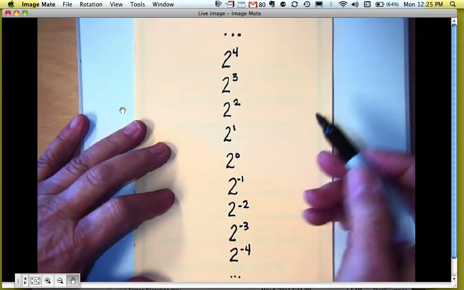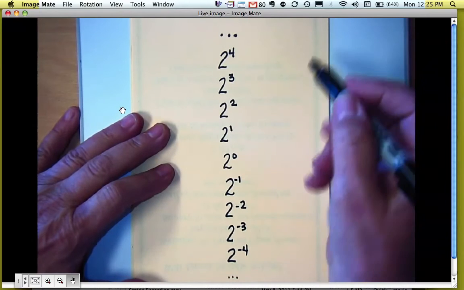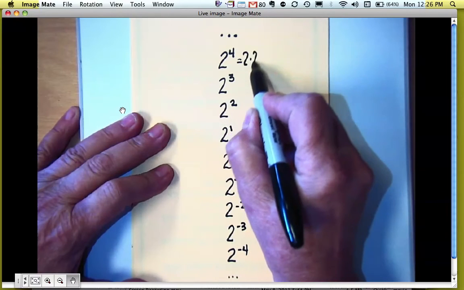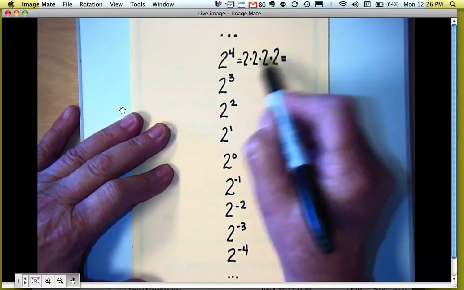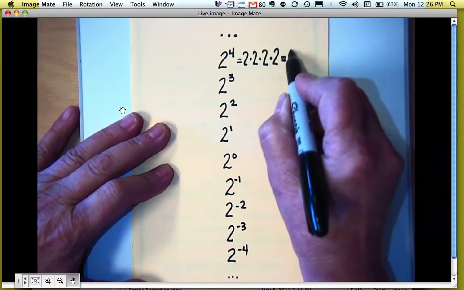Today we're going to discuss negative exponents. So we first start by looking at patterns when we're using exponents. If I look at 2 to the 4th, it means 2 multiplied by 2 multiplied by 2 multiplied by 2. Or if I multiply it, 2 times 2 is 4, times 2 is 8, times 2 is 16.